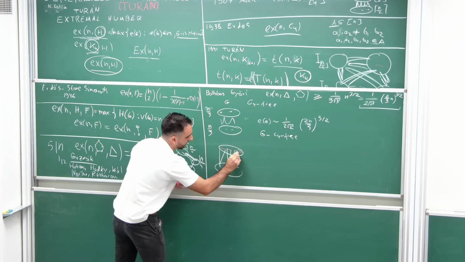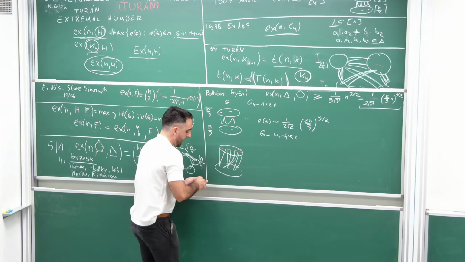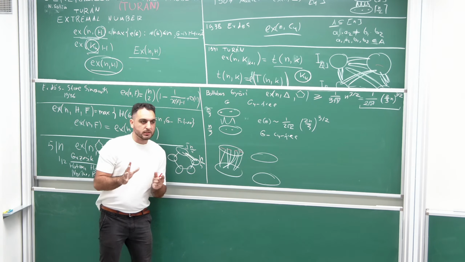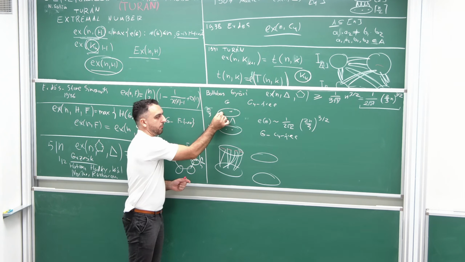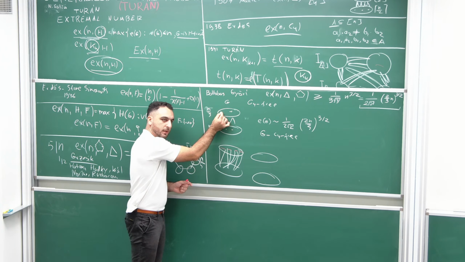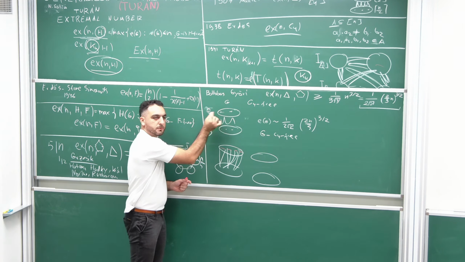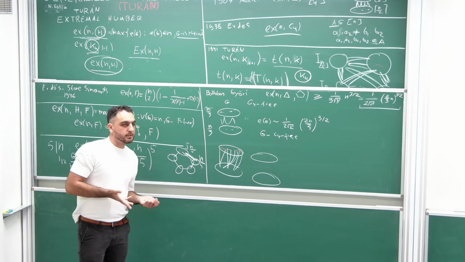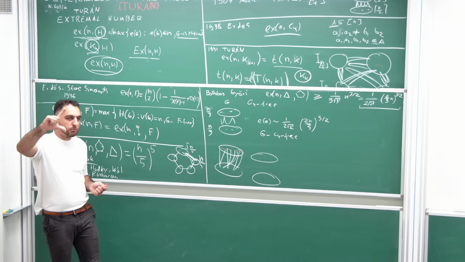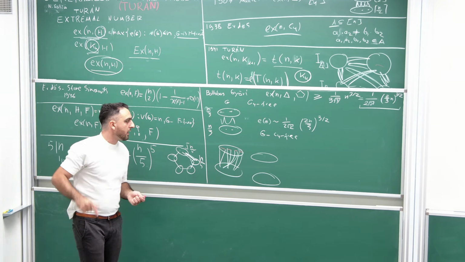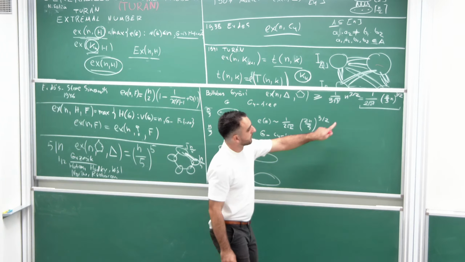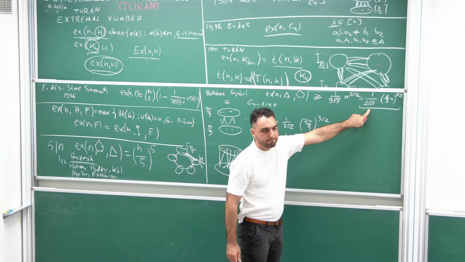I don't know how to draw this picture. Anyway, I think the construction is clear, right? So instead of every vertex, you take a copy of that vertex joined by an edge. So what we get has many triangles. How many triangles? Every edge was transformed to a triangle. So the number of triangles here will be exactly this much.